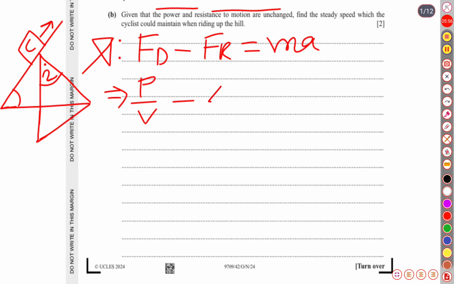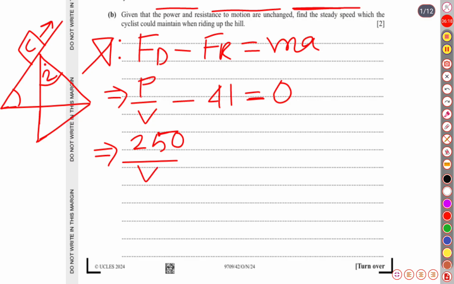Resistance is 41 Newtons, equal to mass into acceleration. Let's see whether there is any acceleration or not. They have told us he is moving at a steady speed. So there is no acceleration, it means it's 0. Power we have seen is 250 and velocity is to be obtained. Let it be V. Wait, we have skipped something, which is weight. We didn't calculate weight. Weight must cause resistance to motion because he is moving up and weight is trying to move him down, so it is definitely resistance to motion.